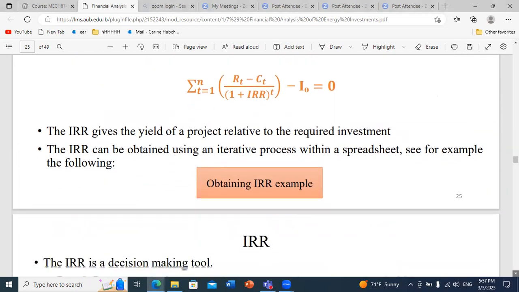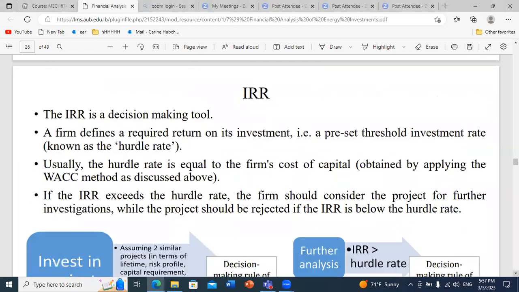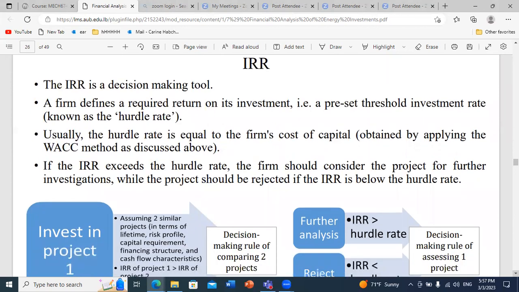So, for example, let us consider the following analysis. We want to make a decision between two projects. We have a firm that defines a required return on its investment, a preset threshold investment rate known as the hurdle rate. Usually, the hurdle rate is equal to the firm's cost of capital, obtained by applying the WACC method that we discussed above.